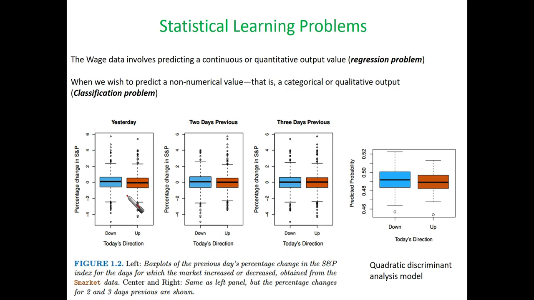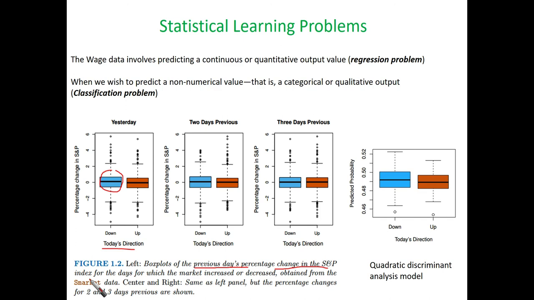Now, compared to all of the past days, what will happen on the next day? We are interested, compared to all the past days we are observing for the duration, in the percentage of change in the stock market. The stock market changes, so it might be down or it might be up. The left panel considers the previous days' percentage changes in the S&P market for the days for which the market increased or decreased.